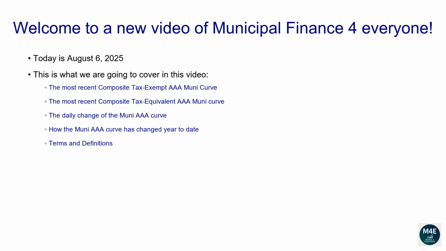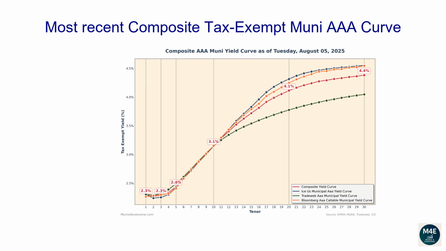Today is August 6th, 2025. This is what we are going to cover in this video. The most recent composite tax-exempt AAA Muni Curve. The most recent composite tax-equivalent AAA Muni Curve. The daily change of the Muni AAA Curve. How the Muni AAA Curve has changed year to date. Terms and definitions. Let's go over the most recent composite tax-exempt Muni AAA curve.